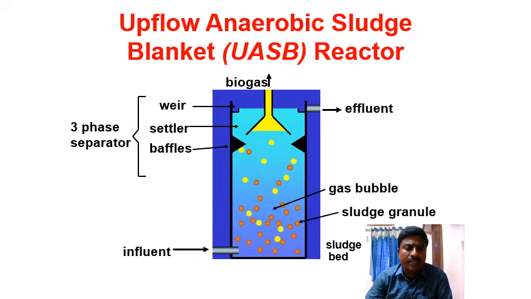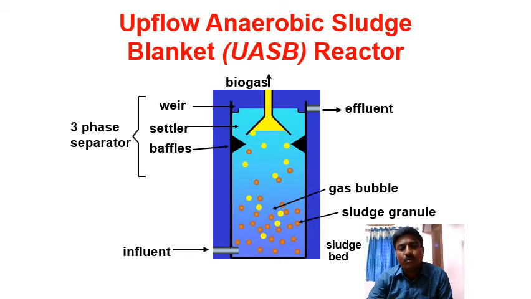Whenever we introduce the sewage in this zone, the anaerobic bacteria decompose all the organic matter present in the sewage and convert it into gases like methane, carbon dioxide, and hydrogen sulfide. These are some of the gases from anaerobic treatment. During this treatment, the free gas as well as the gas attached to the sludge granules move towards the top. The thick sludge bed at the bottom occupies around 40 to 60% of the reactor volume.